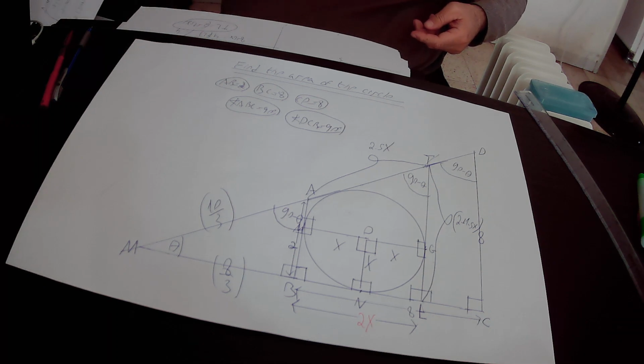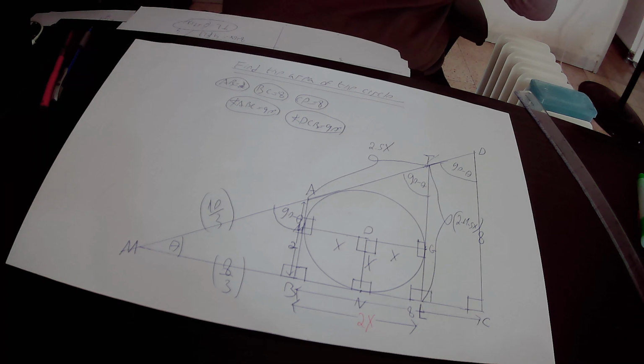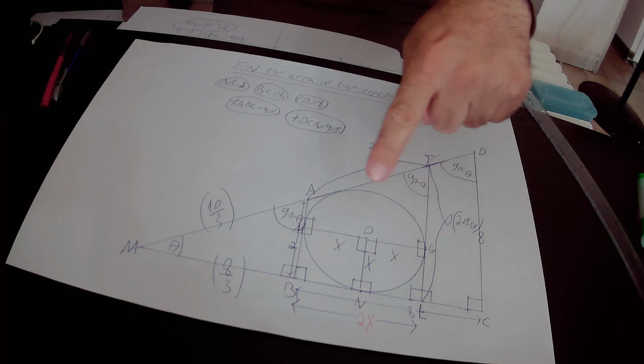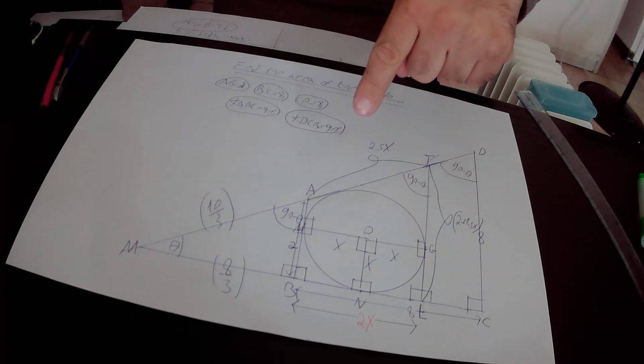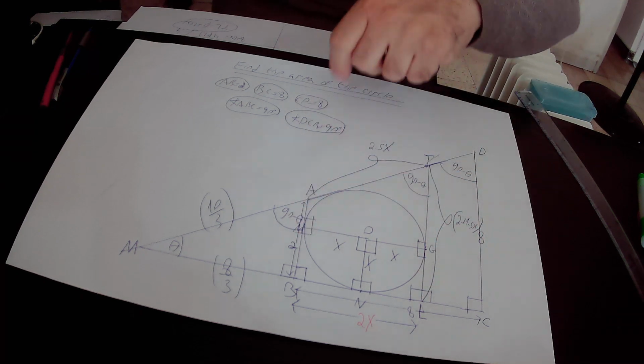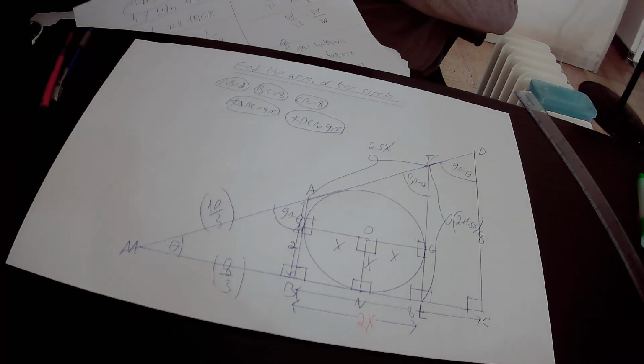And from the fact that those two triangles are similar to each other, we conclude that the following relationship exists between their sides. That ML in the big triangle over MB in the small triangle equals TL in the big triangle over AB in the small triangle. I'll repeat again.